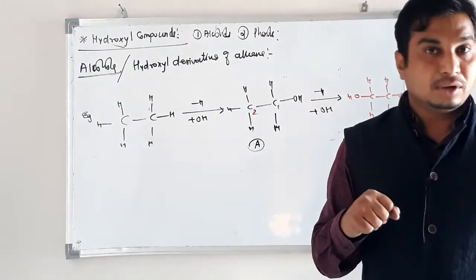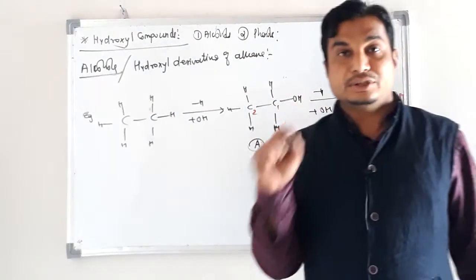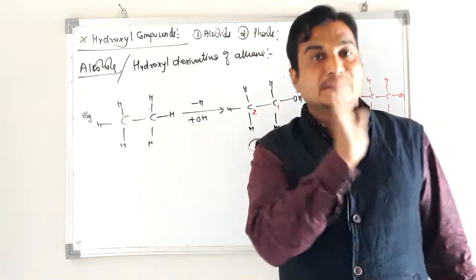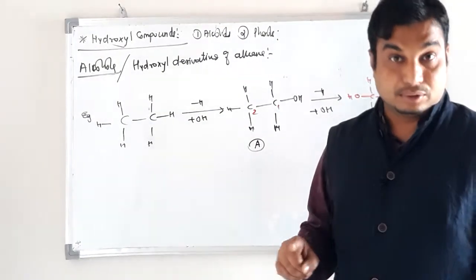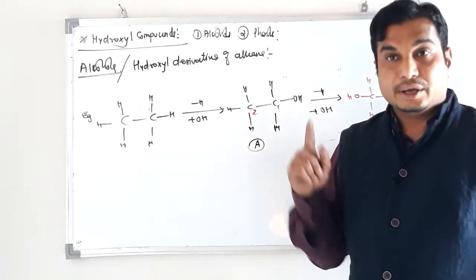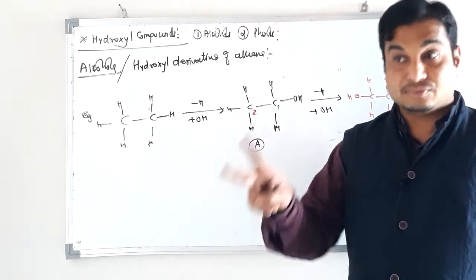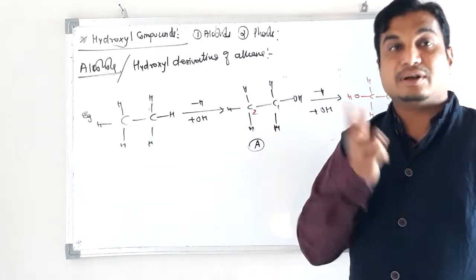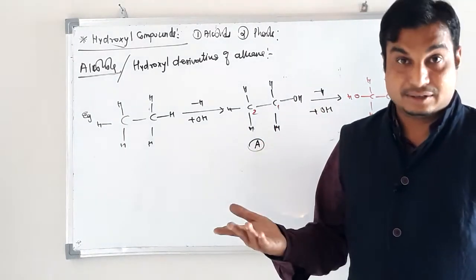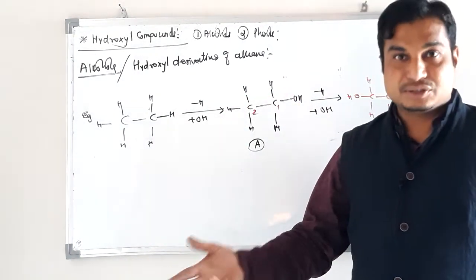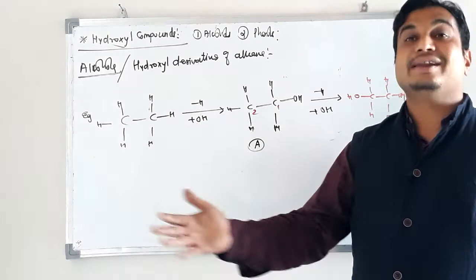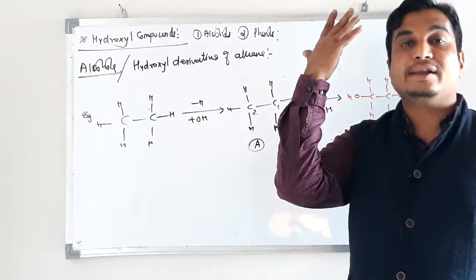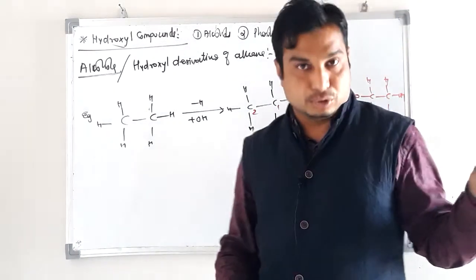What is monohydric alcohol? If we replace one hydrogen atom by one OH group, whatever resulting compound is obtained is called monohydric alcohol. Dihydric alcohol: if we replace 2 hydrogen atoms from different carbon atoms, remember, different carbon atoms, by 2 OH groups, then the new compound obtained is called dihydric. Then trihydric, tetrahydric, similarly pentahydric, and so on, that is called polyhydric alcohol. Monohydric, dihydric, trihydric, and then polyhydric alcohol. Okay, but all are alcohols.